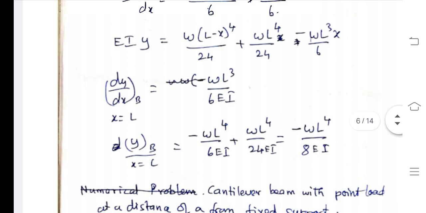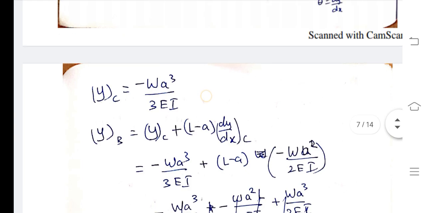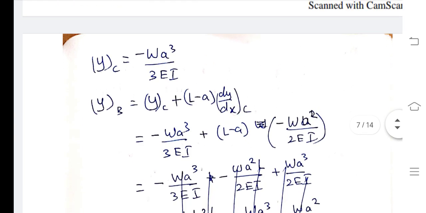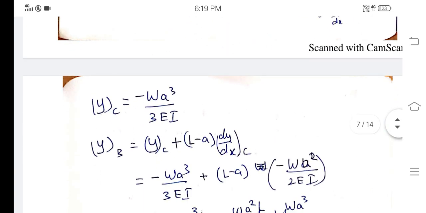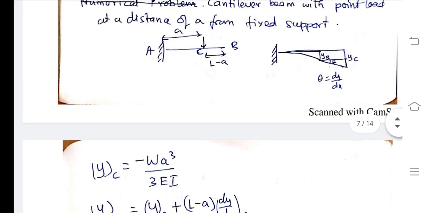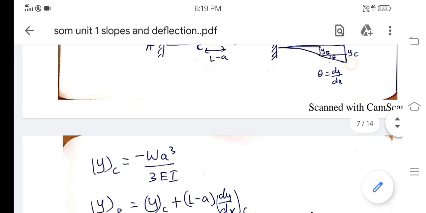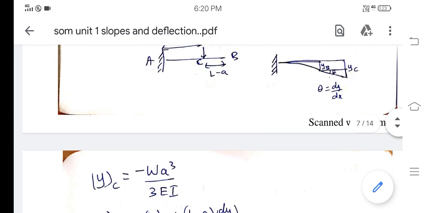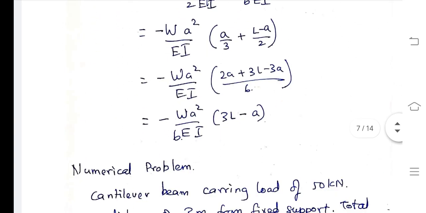Sorry, this is for a UDL and this is for a point load. For the point load it is minus W a cube divided by 3EI, and then YB will be equal to YC plus (L − a) into the slope. What is L minus a? The remaining distance, that is the horizontal BC distance. Slope is nothing but this theta. So theta into the horizontal distance gives the vertical distance, and you already have YC. Adding both, you will get the total YB value. So this is the total YB value for the double integration method.